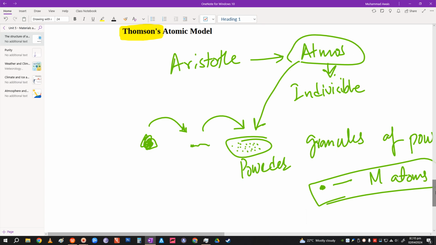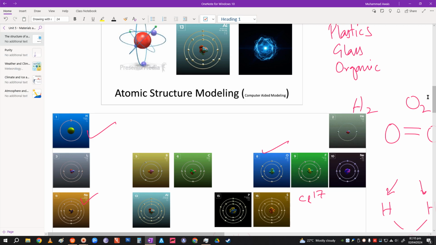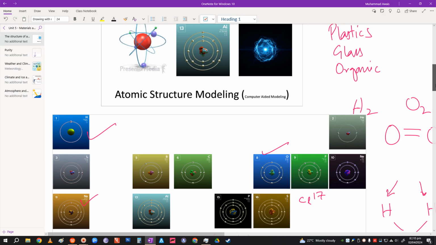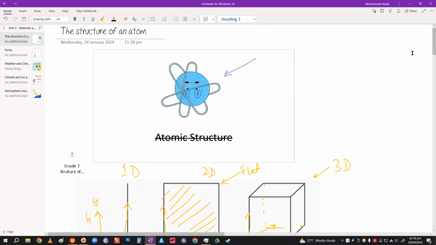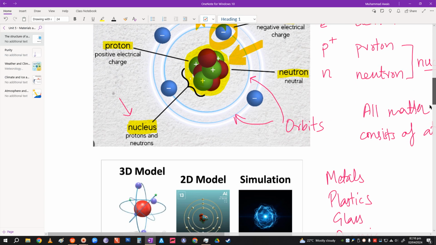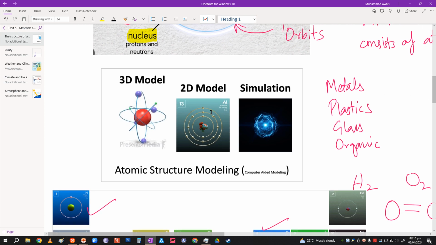Structure of atom is really important for your future studies, because in the next classes we will be extensively using this atomic model, and we will be deciphering the properties of different materials. I was telling over here that metals, plastics, glasses, organics are different because of the structure of their atoms, how these electrons and protons are arranged. That defines how the properties of the material change, right?